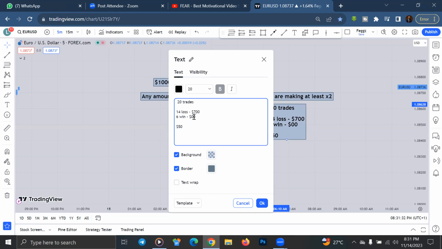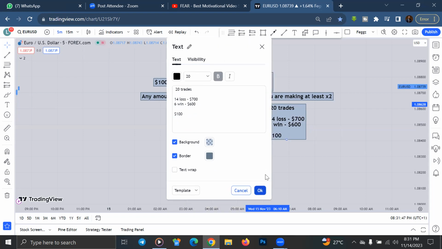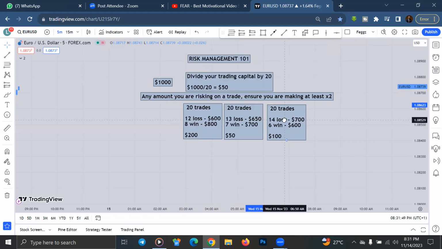Then if you win 6, 50 times this is 600. I'm correct. So in this case, you actually made a loss. But what is your loss? $100. Your account is at a drawdown of $100. But guess what? You didn't blow your account.